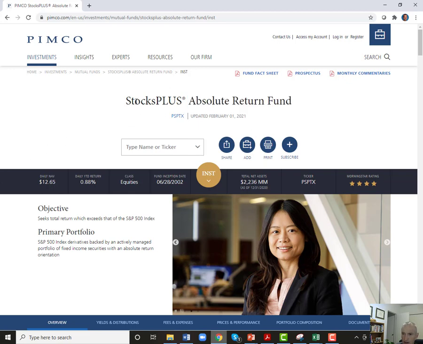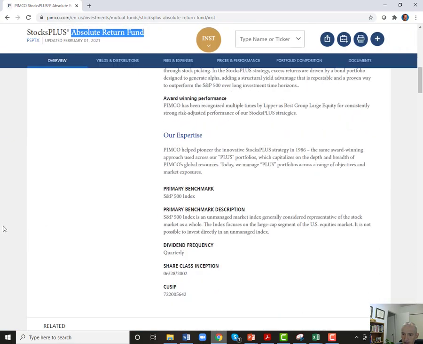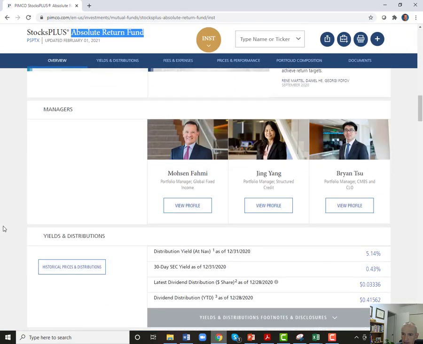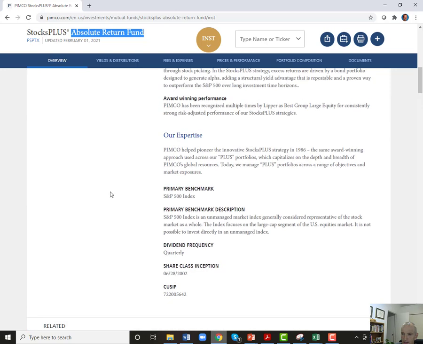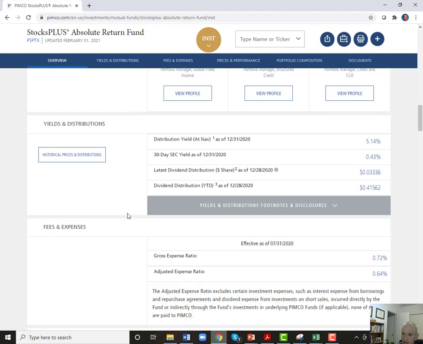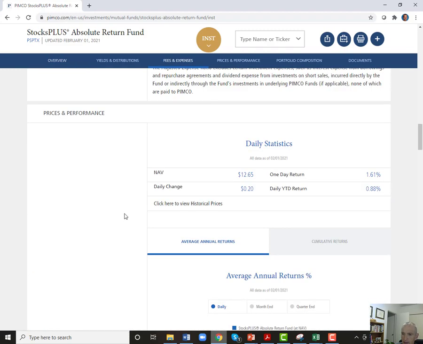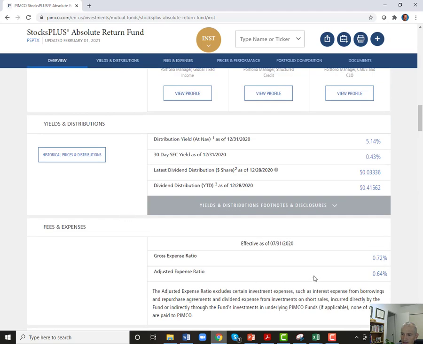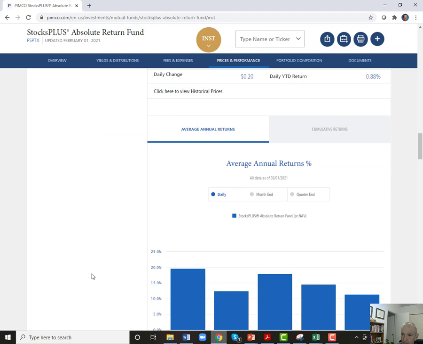So this is their stock portfolio that they add an absolute return on top of it. And the benchmark's going to be the S&P 500. So that's not the absolute return part. The absolute return part is how they try to beat the S&P. It's on top of the S&P. And so when you look at it, it has a pretty high expense ratio, 72 basis points.